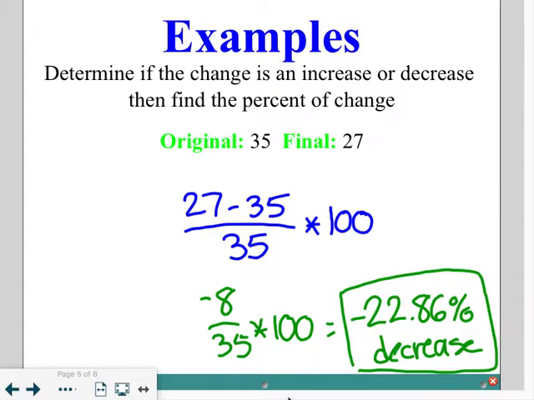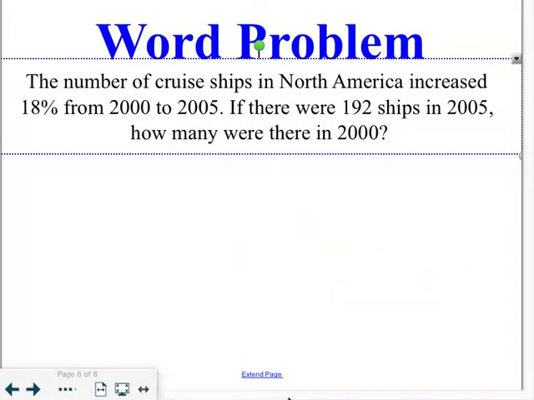So you should have gotten a final answer of negative 22.86%. I did this one a little differently. Instead of plugging it all in at once, I solved the numerator first, which gave me the negative 8. Then I can just type it in my calculator as negative 8 divided by 35 times 100. Either way, whether you plug it in parentheses or solve it piece by piece, you end up with the same answer. The other thing that we have to do today is solve problems where we have a missing value.